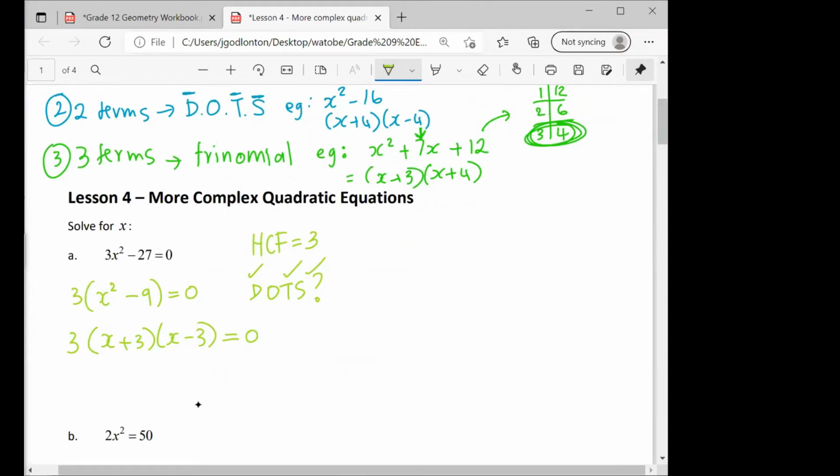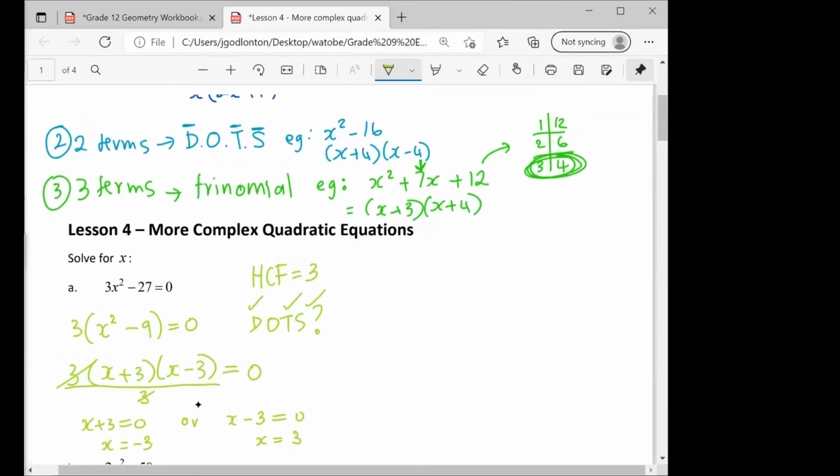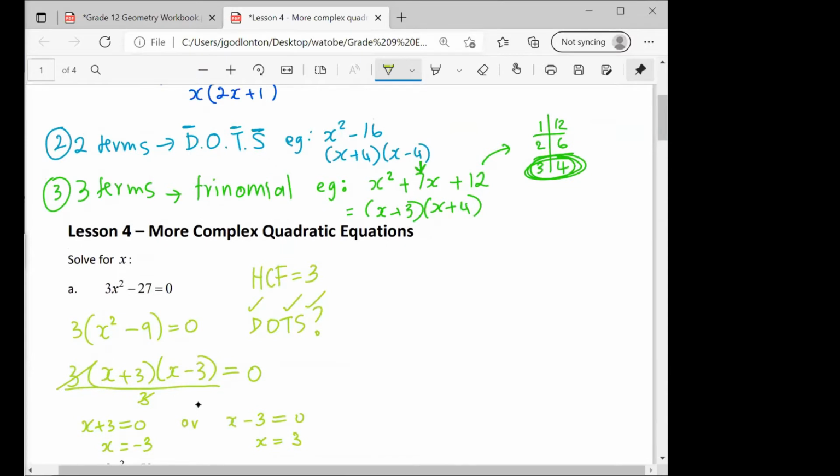Now I've factorized fully. I can't factorize anymore. So now I can just find my values for x. This 3, we can just ignore it, because if we divide both sides by 3, it just becomes 0 on the right-hand side. Okay, because 0 divided by 3 is just 0. So the 3 goes away. So I'm just left with x plus 3 is equal to 0, or x minus 3 is equal to 0. So x equals -3 or x equals 3. And that is our whole answer to that type of question.